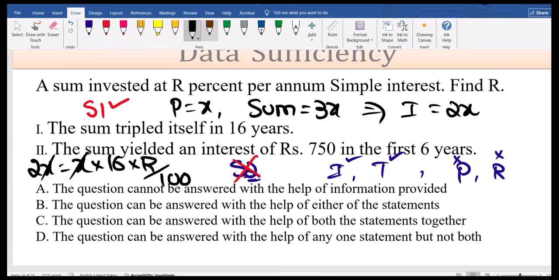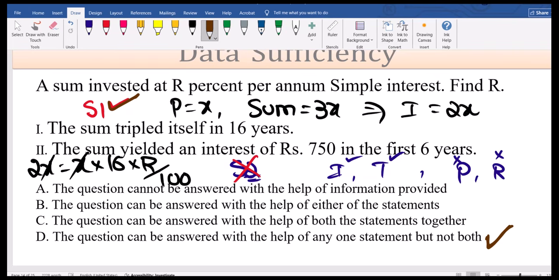12.5%. Yes, one alone is okay. Many people think one alone is not possible, but one alone is possible. Even when only the time is available, we are still able to answer. Triple means a 200% increase. In fact, generally how I do this question without pen and paper: triple means 200% increase. Per year, how much increase is the rate of interest? 200% in 16 years, 100% in 8 years, 50% in 4 years, 25% in 2 years, 12.5% in 1 year.